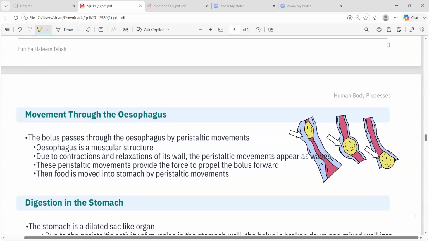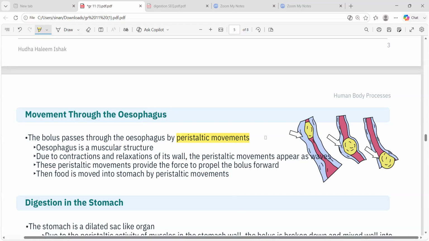So now the food has entered the esophagus. That long tube is the esophagus. In the esophagus, food will be moved by a process called peristaltic movement. Food will be moved by a process called what? Peristaltic movement. This is the peristaltic movement.